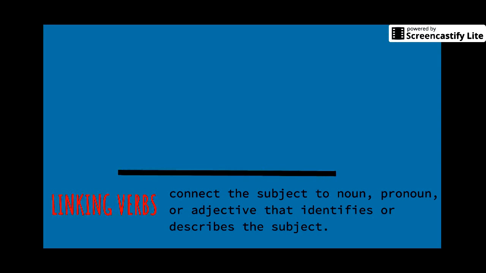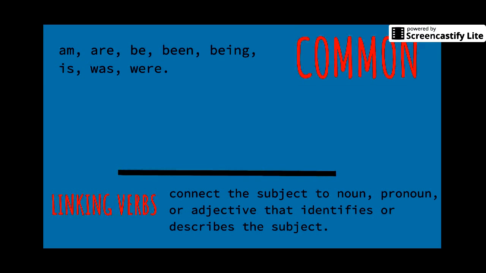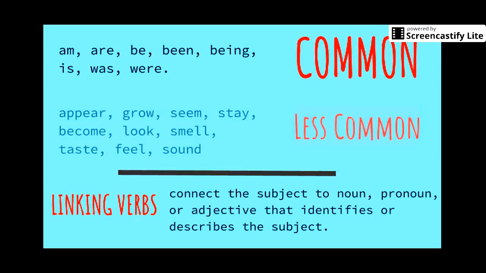Finally, linking verbs. They connect the subject to a noun, pronoun, or an adjective, and that identify or describe the subject. There are common linking verbs: am, are, be, been, being, is, was, and were, and there are less common linking verbs: appear, grow, seem, stay, become, look, smell, taste, feel, and sound.